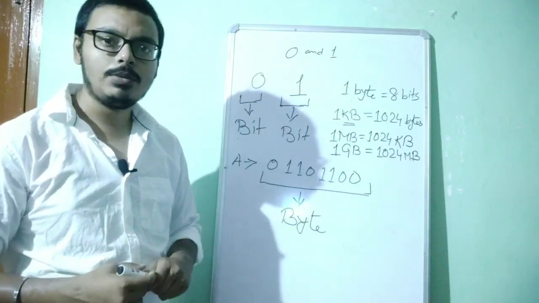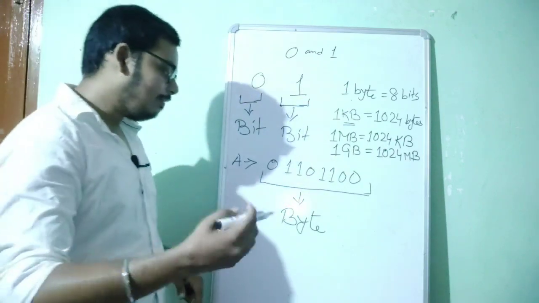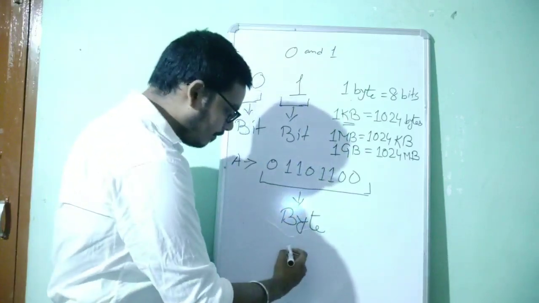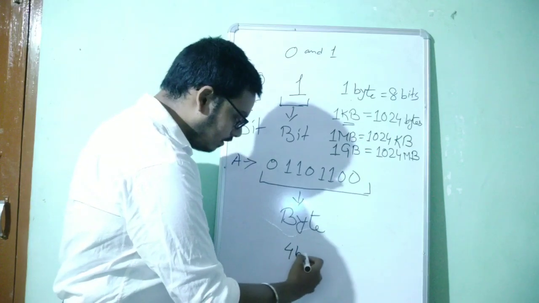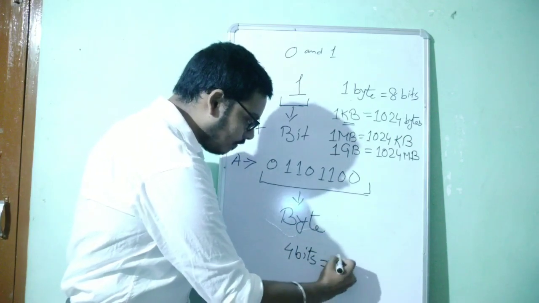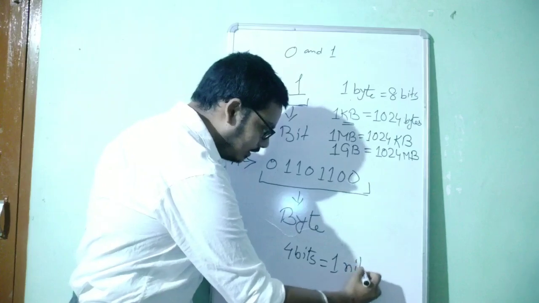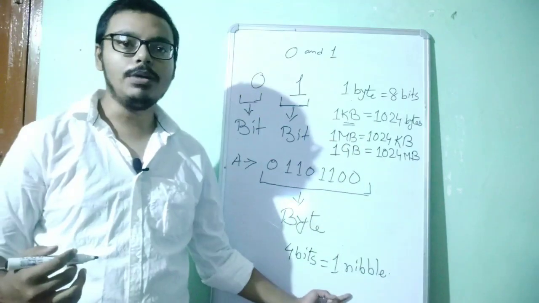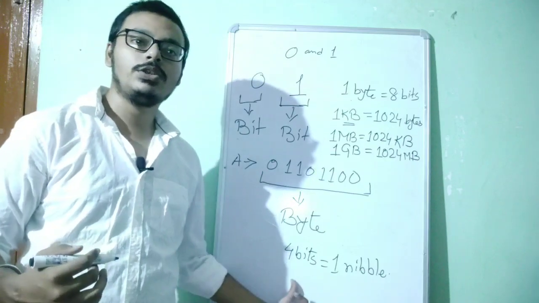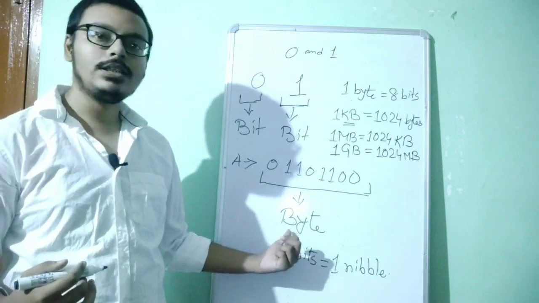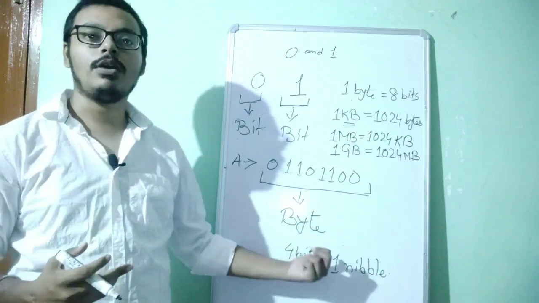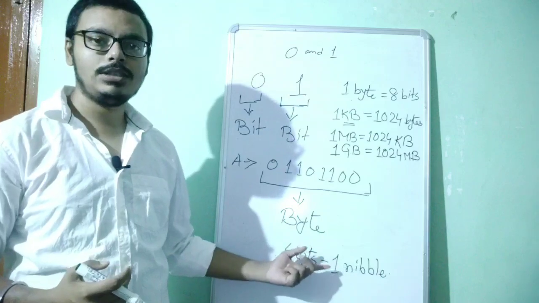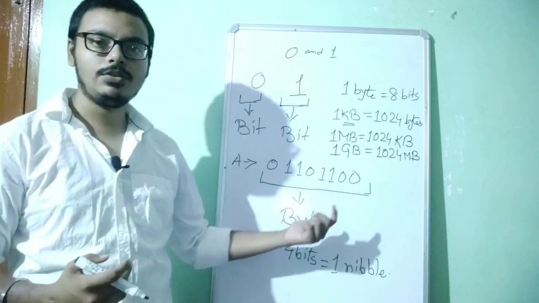4 bits, right? Half of 1 byte will be 4 bits. So if you have to say something through 4 bits, then that 4 bits is called 1 nibble. This is also a unit of size of data, 1 nibble. 1 nibble consists of 4 bits. Then if I ask how many nibbles 1 byte consists of? 2 nibbles, right? 2 4s are 8, isn't it? 1 byte consists of 2 nibbles.